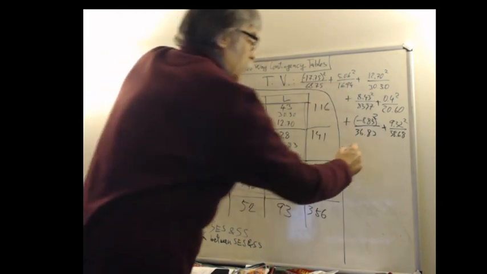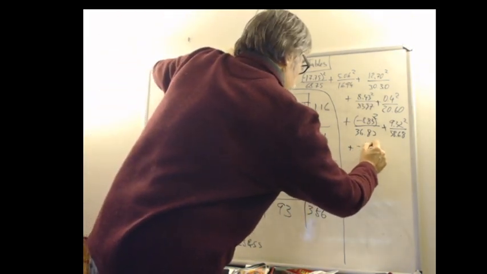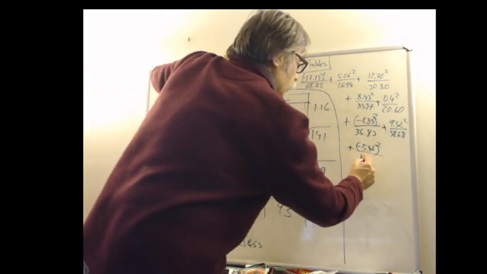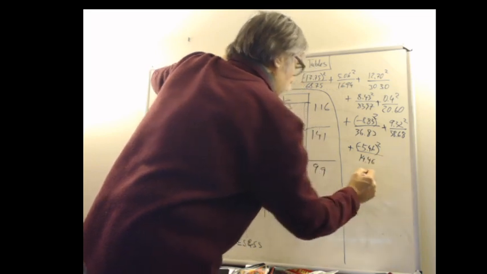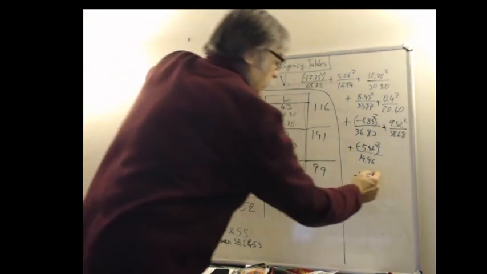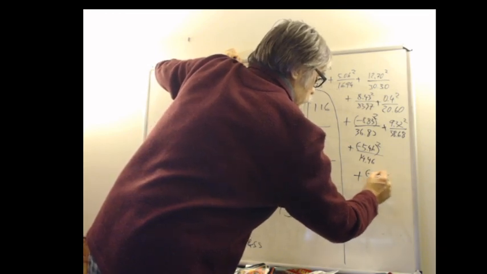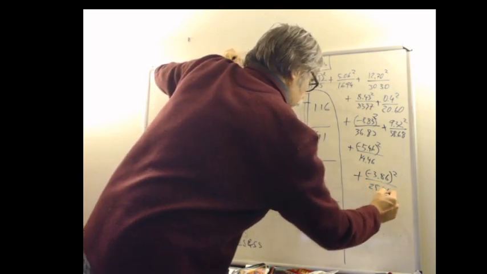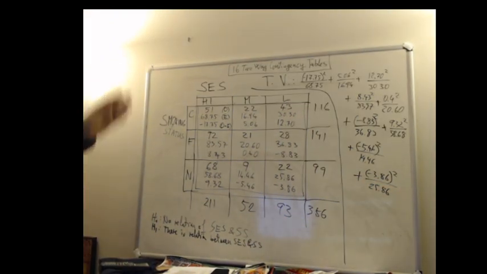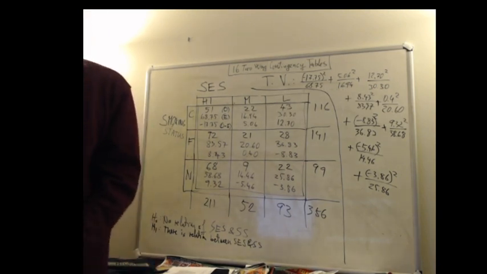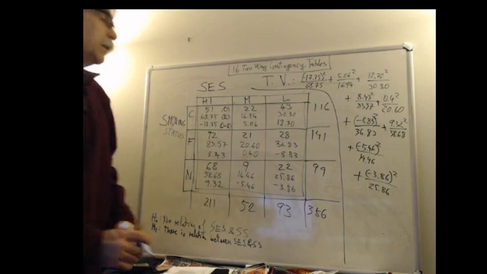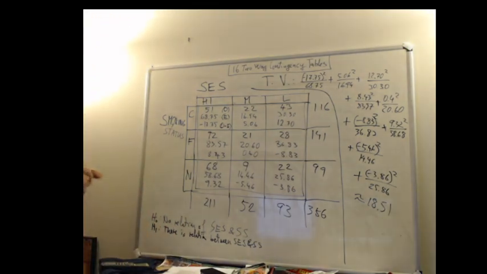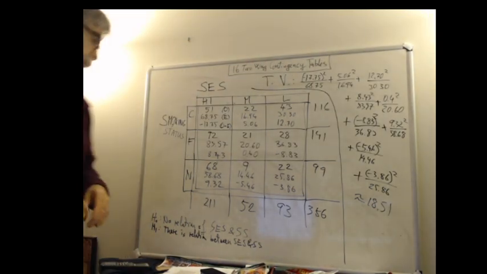The next one, negative 5.46. Square that, divide that by the 14.46. And the next one, the last one, negative 3.86. Square it, divide it by the 25.86. All done. Well, the arithmetic of that follows. 18.51 is the number I'm getting. So that's my test value.